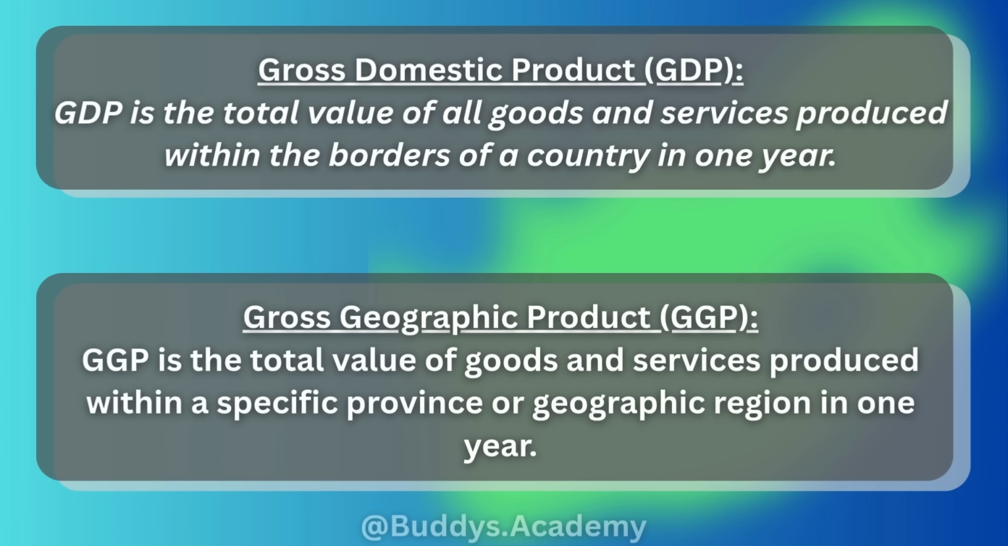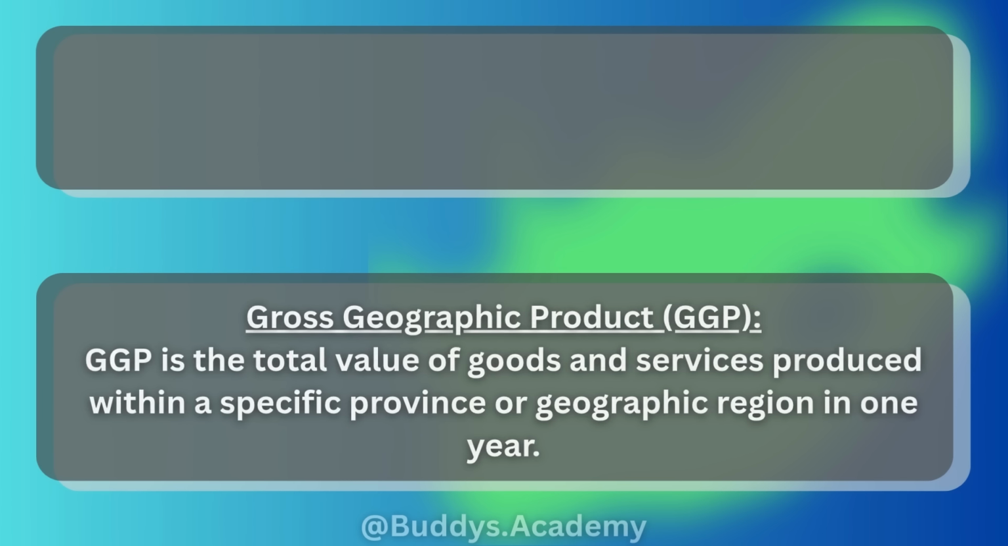For example, let's say Gauteng versus Limpopo. Now, let's say Gauteng produces more services and goods than any other province in South Africa. That means that Gauteng will have the highest GGP in the country.